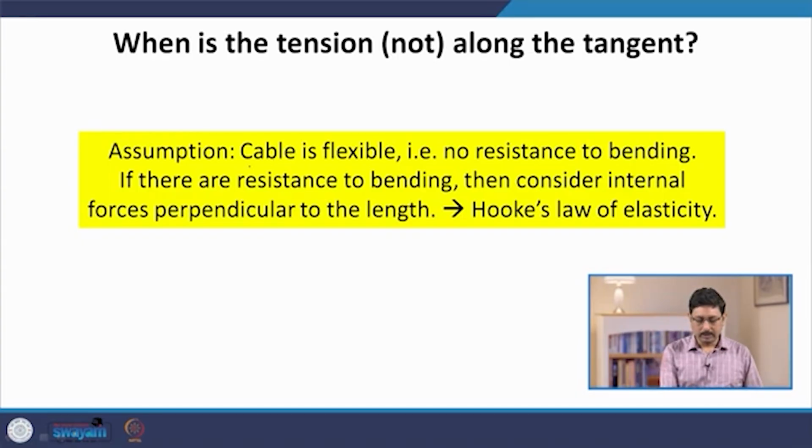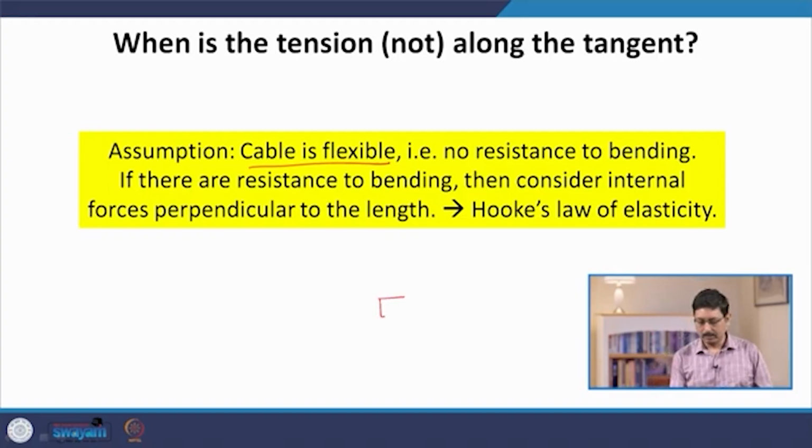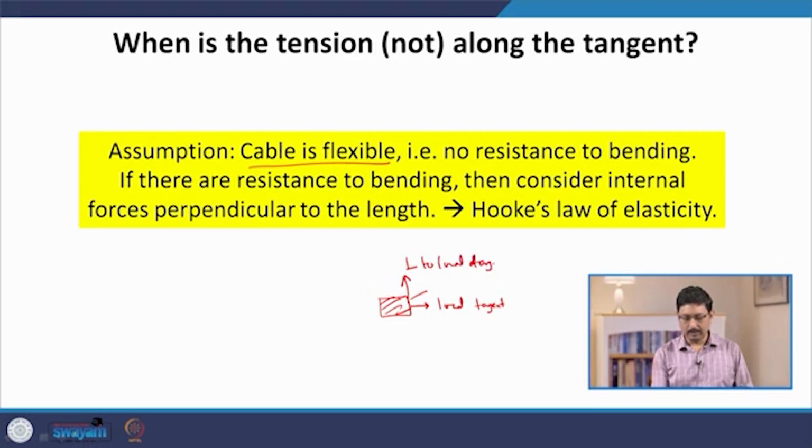So, I am going to assume that in this current example, our rope or cable is perfectly flexible. If those extra internal forces were present, then the net force acting between our part of the rope and its surroundings could support a force in the direction perpendicular to the local tangent. This is the local tangent direction, and this is perpendicular to the local tangent. If there are elastic forces, then some forces can appear perpendicular to the local tangent, but we are going to assume there is no elastic force, which means that the cable is perfectly flexible. There is no resistance to bending. If I try to bend the rope, it will bend whichever way I want.